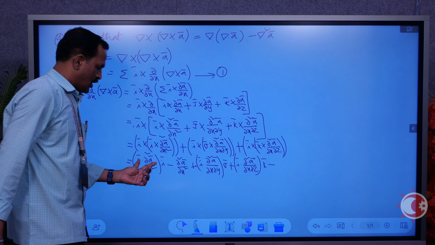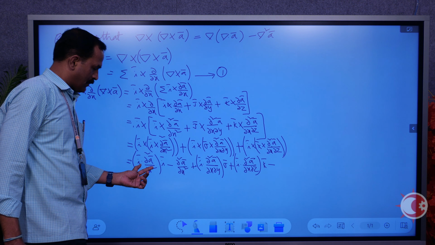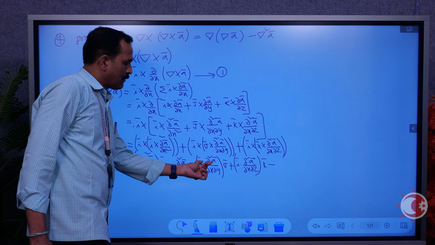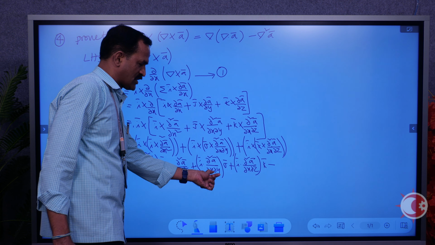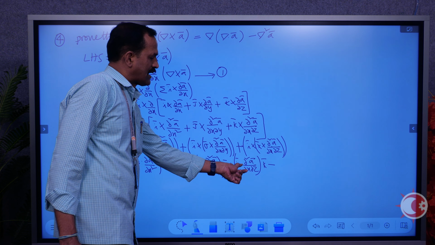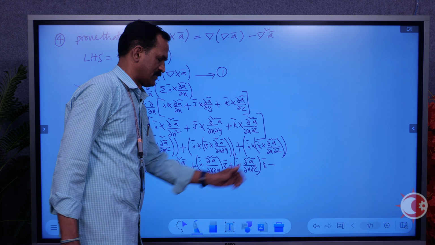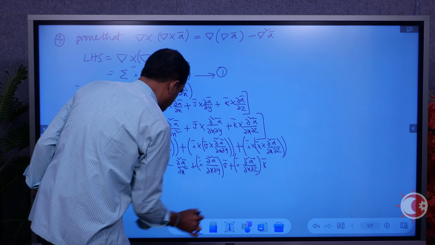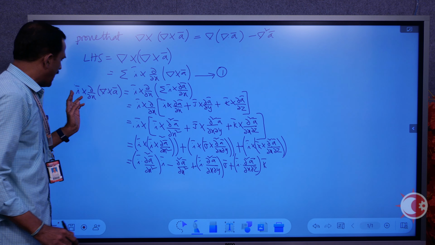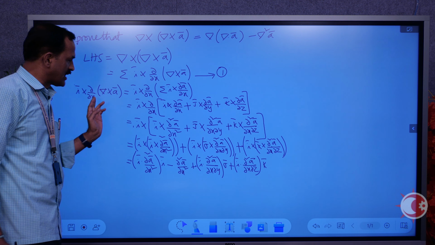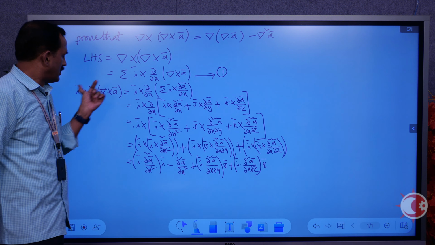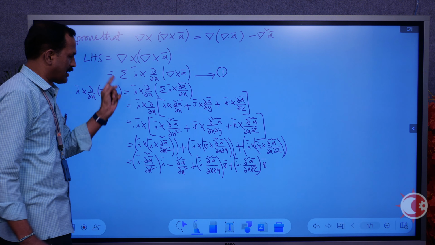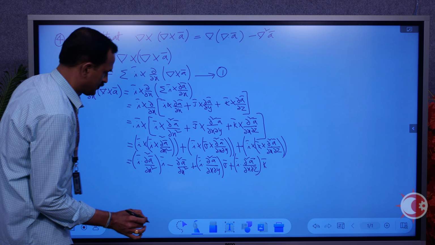So what we have: i bar dot ∂²a bar/∂x² into i bar, minus ∂²a bar/∂x², plus i bar dot ∂²a bar/∂x∂y into j bar, plus i bar dot ∂²a bar/∂x∂z into k bar. So these are the terms we have. Now what is this value? i bar cross ∂/∂x of (del cross a bar). This is in equation 1. For that you have to apply sigma. So, sigma notation.